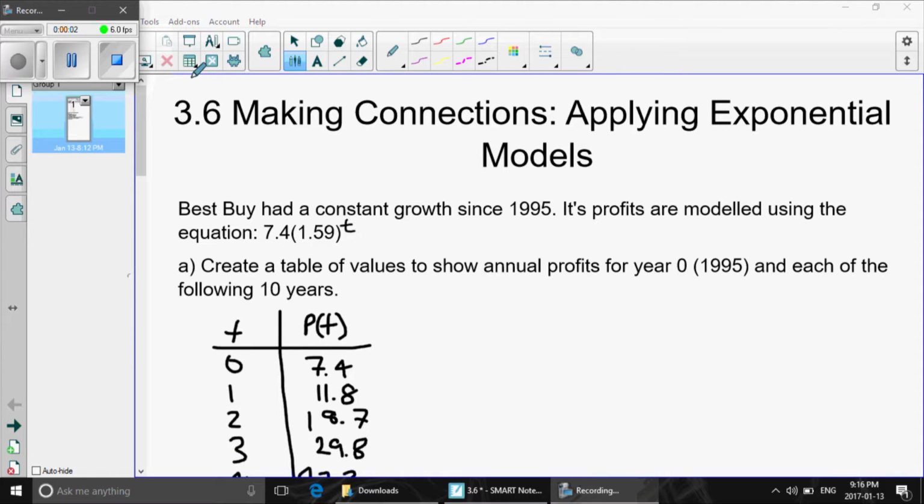So today we're going to be talking about making connections and applying exponential models to real-life situations. So here's our word problem. It states Best Buy had a constant growth since 1995. Its profits are modeled using this equation right over here. So the first question asks to create a table of values to show the annual profits, so the yearly profits for year 0, which is 1995, it's the current year for this problem, and each of the following 10 years.